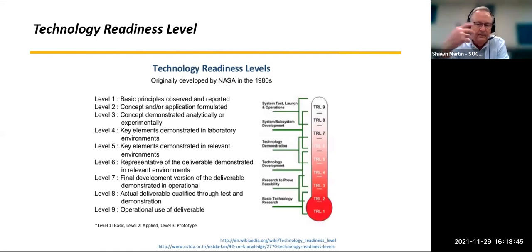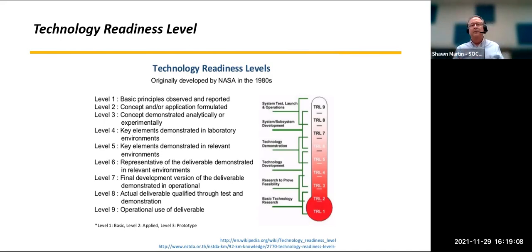So this is the basic chart that you get when you look up NASA TRL. I grabbed this off of Wikipedia. It's kind of an inverted chart, Scott. On the left, description levels 1 through 9, and on the right, the little graphic is 9 through 1. So it's a little bit inverted, but don't let that bother you.